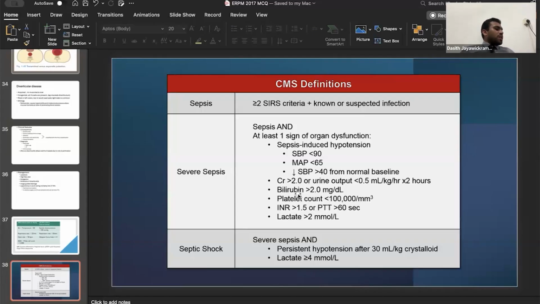Fifth patient, pulse rate 100, respiratory rate 22, WBC 15,400. Now this patient again has three features of SIRS, but no feature of organ dysfunction. So this patient only has SIRS, no severe sepsis. So the answer is true, false, true, true, false. Did you understand?